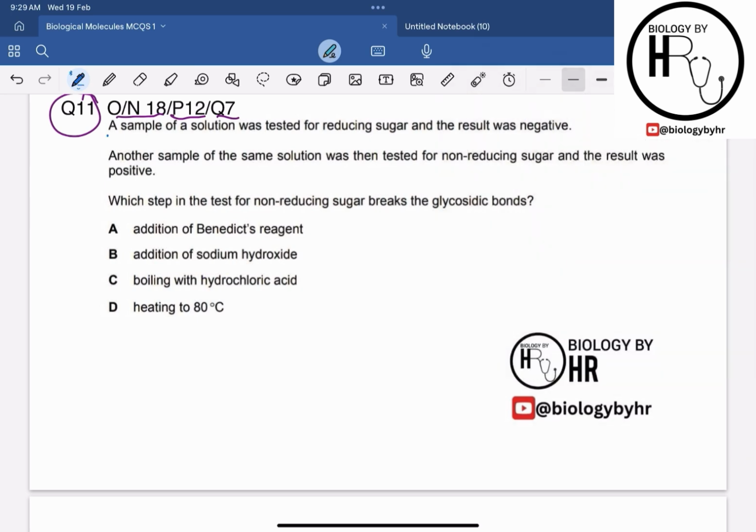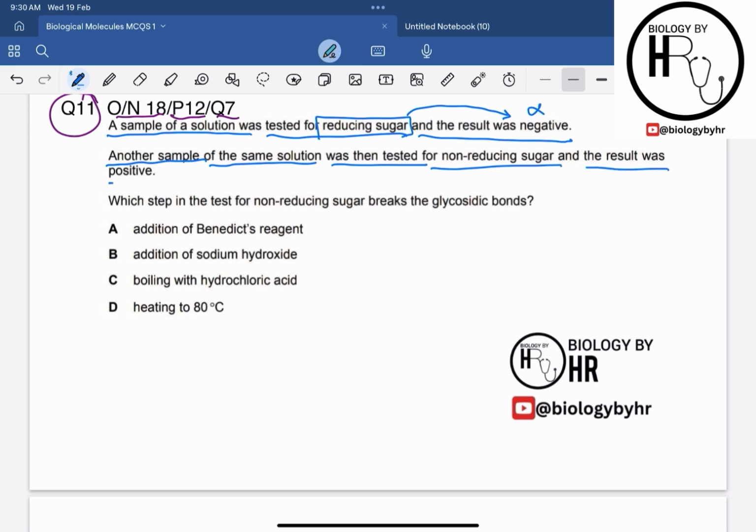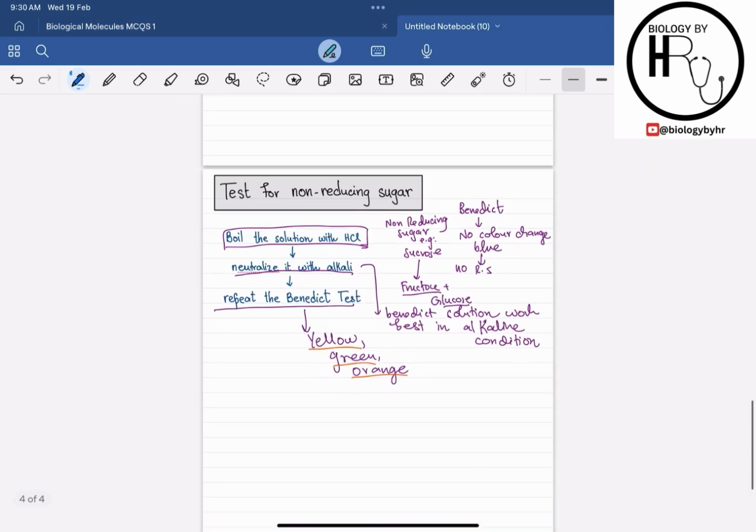The question says that a sample of solution was tested for the reducing sugar and the result was negative, right? It means that the reducing sugar was not present because they are saying that the result was negative. Another sample of the same solution was then tested for the non-reducing sugars and the result was positive. Which step in the test for the non-reducing sugar breaks down the glycosidic bond? We know what the steps are for the non-reducing sugar test.